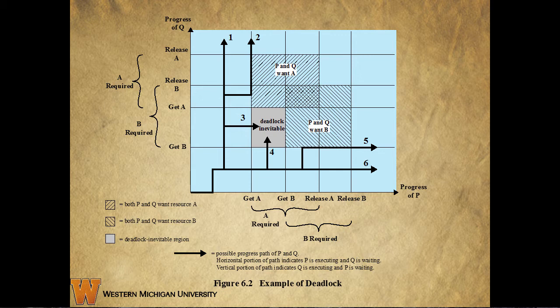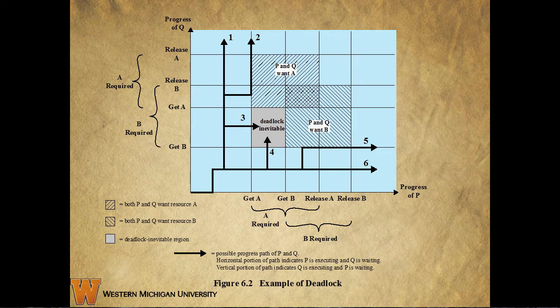In path 1, Q acquires B and then releases B and A. When P resumes execution, it will be able to acquire both resources. In path 2, Q acquires B and then A. P executes and blocks on a request for A. Q releases B and A. When P resumes execution, it will be able to acquire both resources.